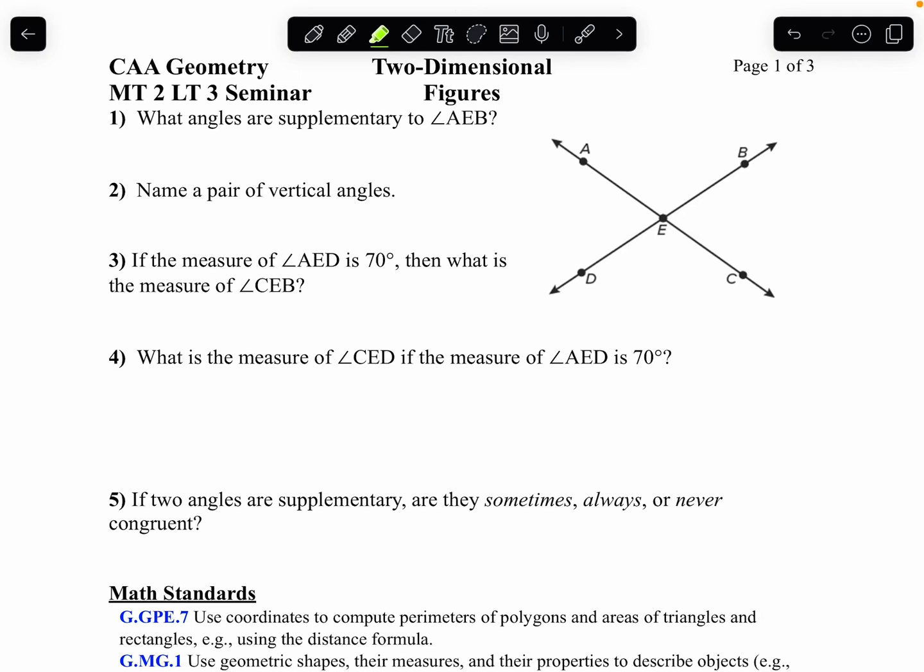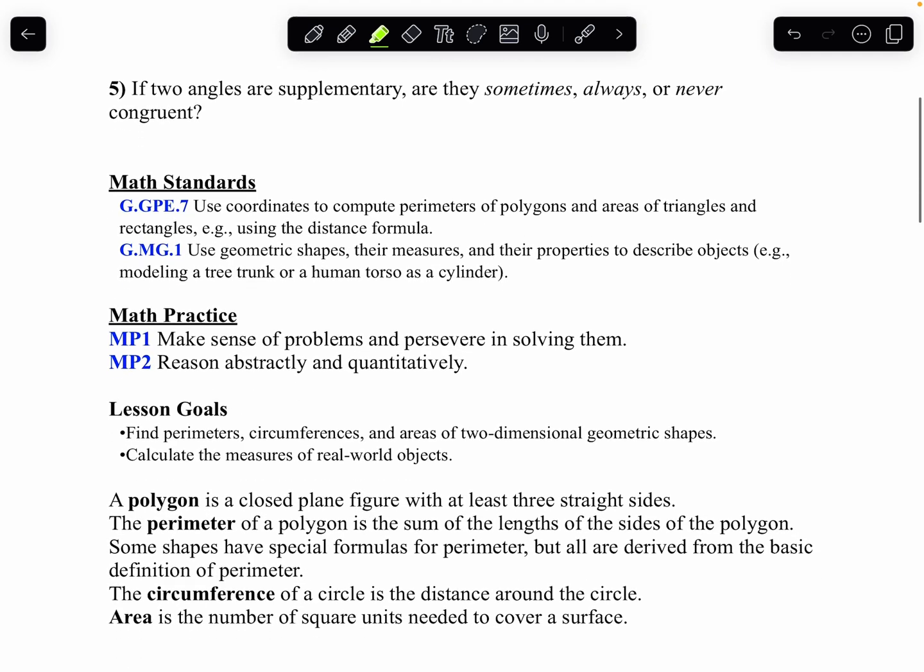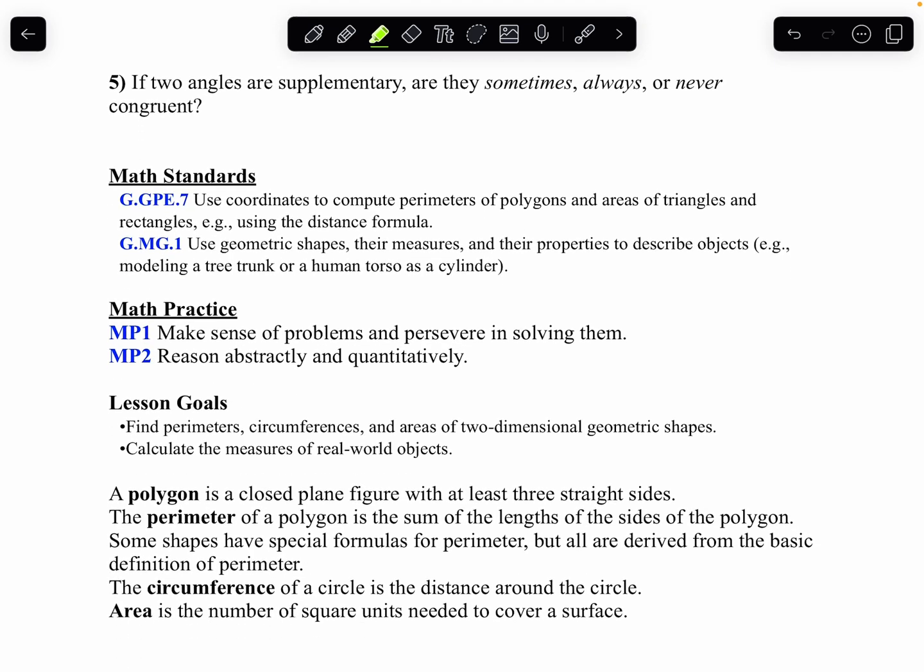Let's look at your MT2 LT3 seminar. Before we begin, do the first 5 questions and we'll go over those in class. On your lesson goals, I want you to find the perimeter and the circumference of two-dimensional shapes, basic two-dimensional shapes that you should already know, just to kind of review. And we're going to calculate the measure of real-world objects.